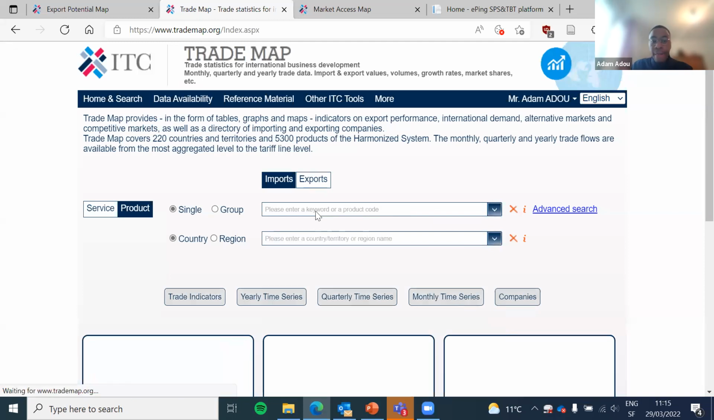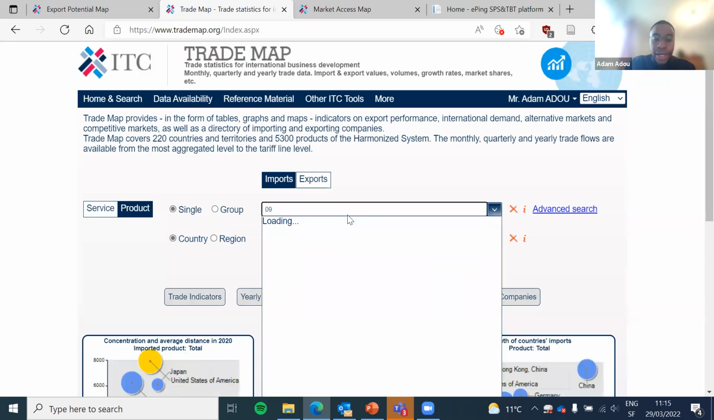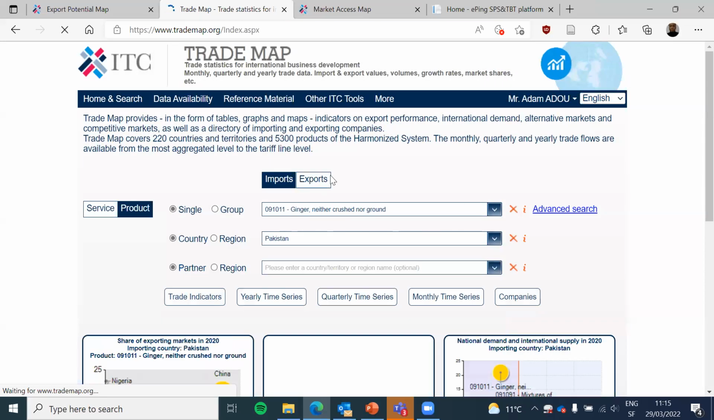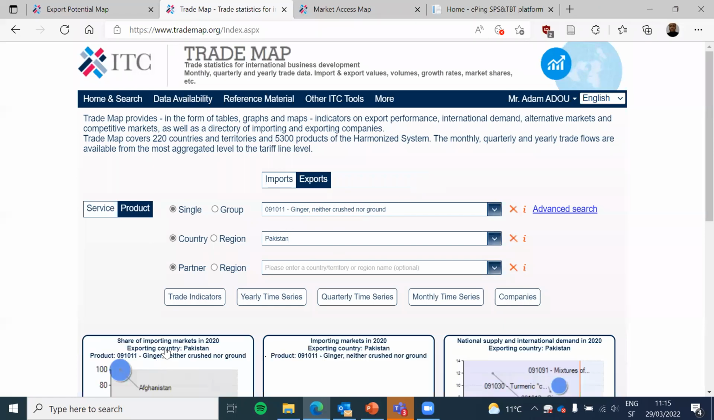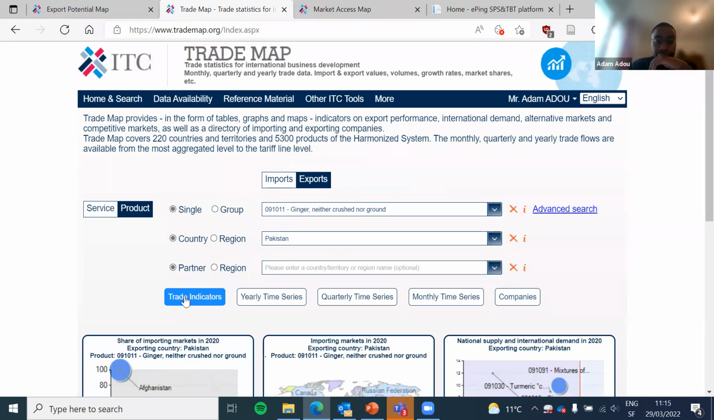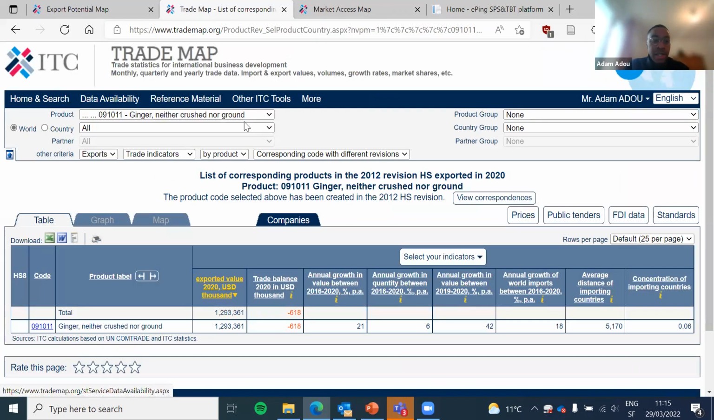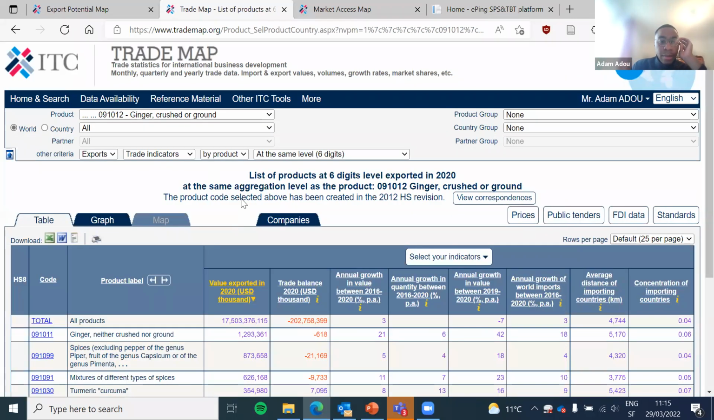Okay. 09, 10, 12. Exports. Okay, trade indicators. Then we don't want to see Pakistan, but it's in wrong. Oh, that's changed again. Okay, we want to see the countries exporting them.